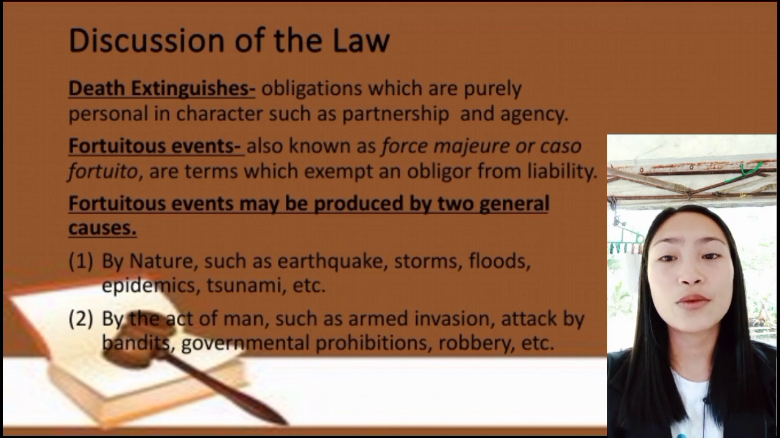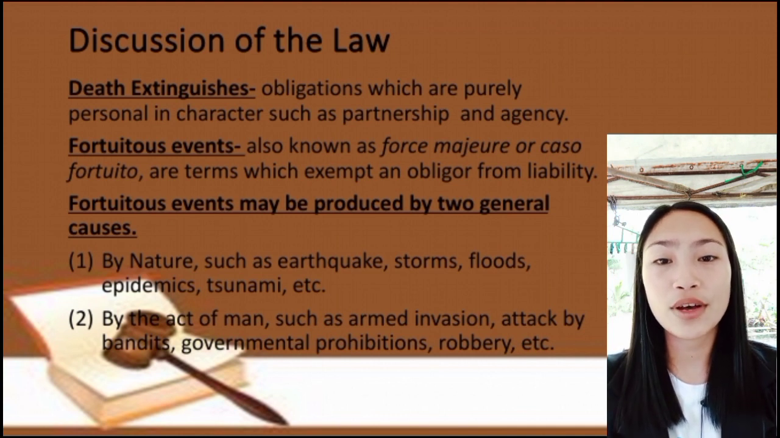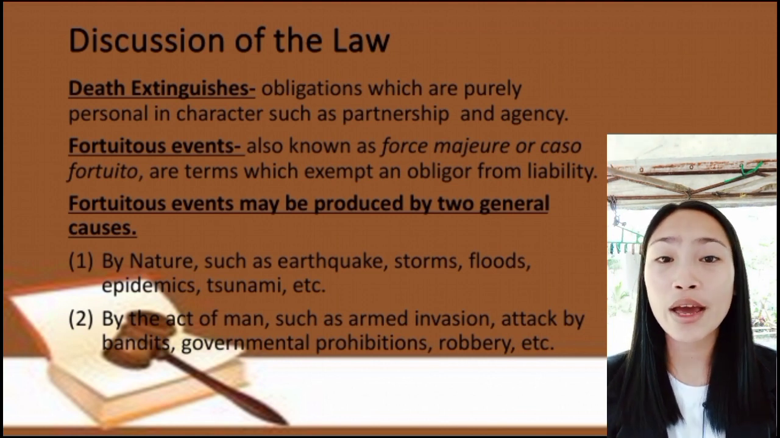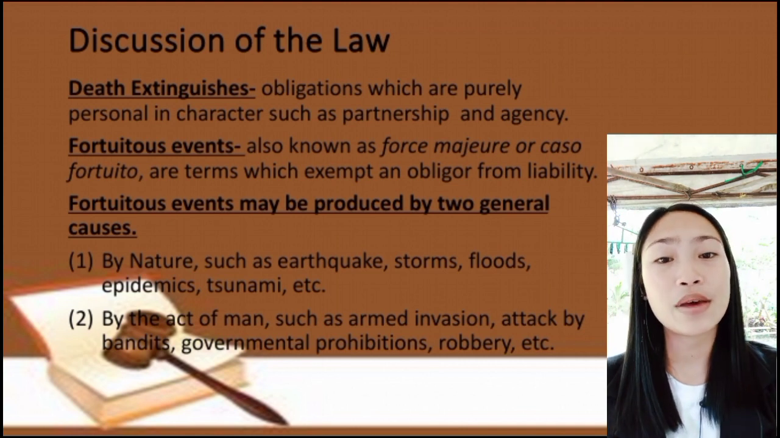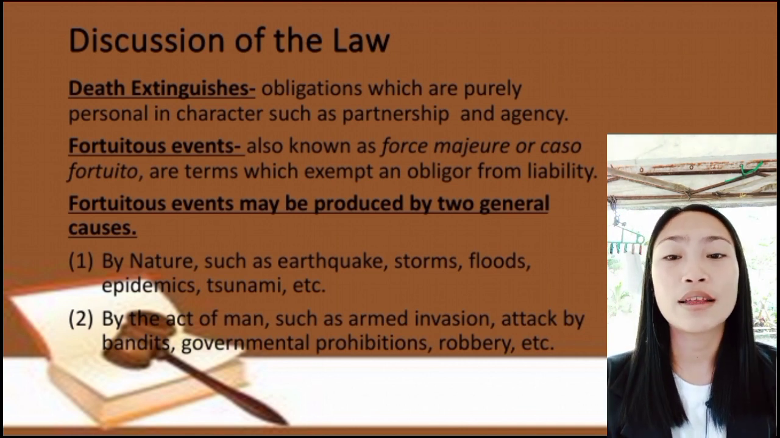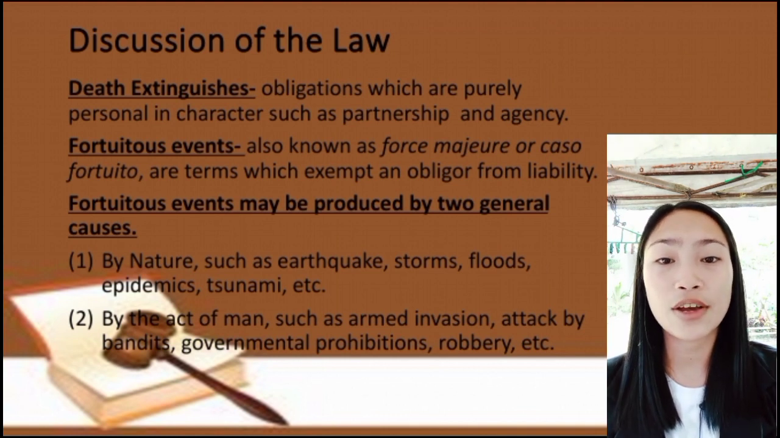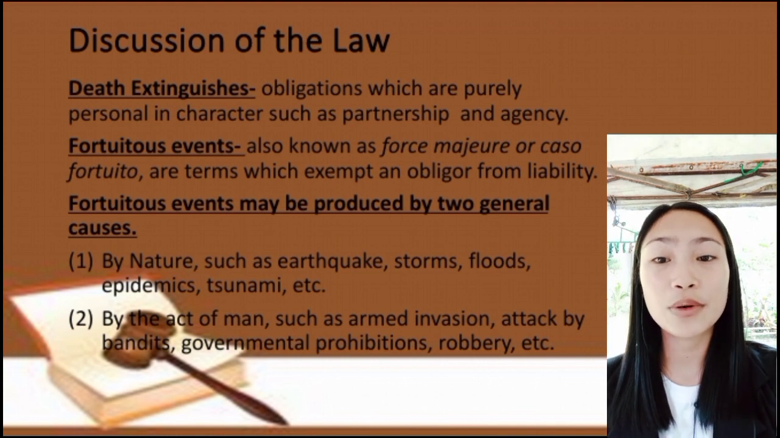liability. Fortuitous events may be produced by two general causes. First, by nature, such as earthquakes, storms, floods, epidemics, tsunami, and more. Second, by the act of man, such as armed invasion, attack by bandits, governmental prohibitions, robbery, and more.